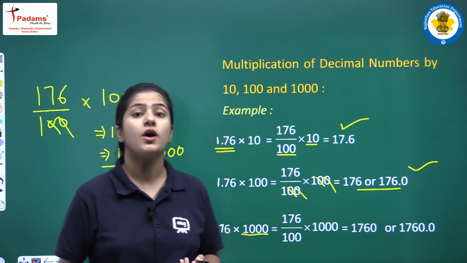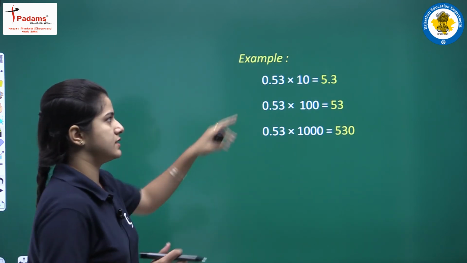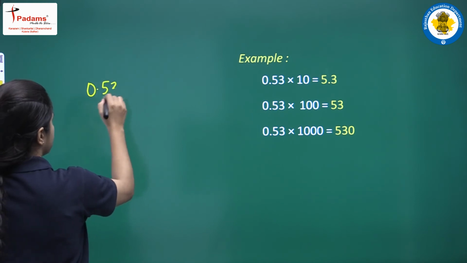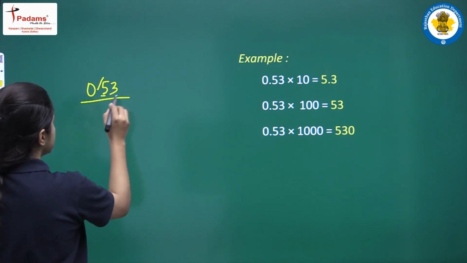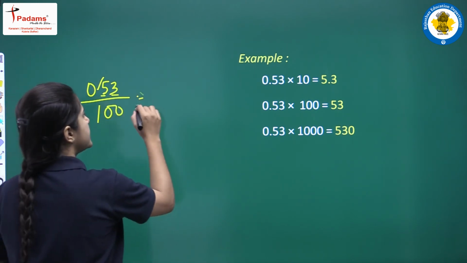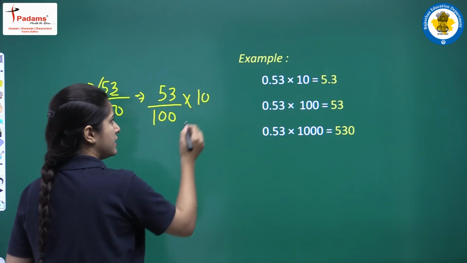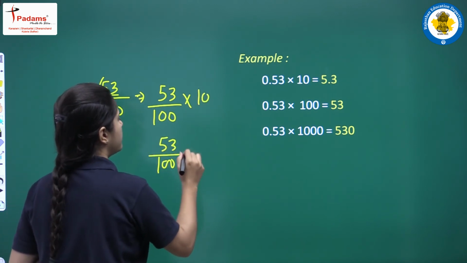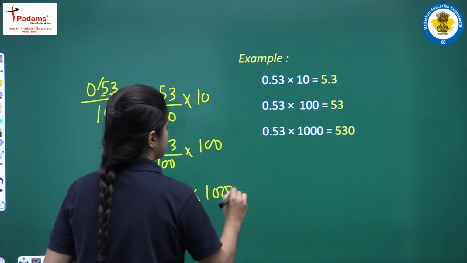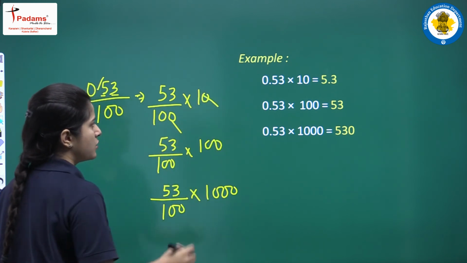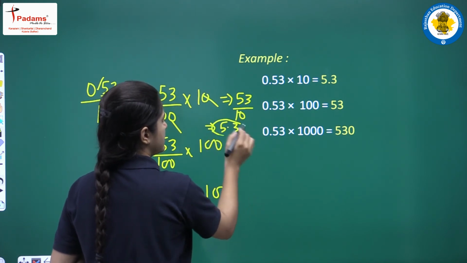So what we have observed, firstly we will do with the help of an example. For example, you are multiplying this. Firstly remove the decimal. How many digits are there after the decimal? 2 digits, so 2 zeros and before that 1. So it is 53 upon 100. If I want to multiply by 10, by 100, and by 1000, then with 10, one 0 will be cut from one 0, that is 53 upon 10, which equals 5.3.